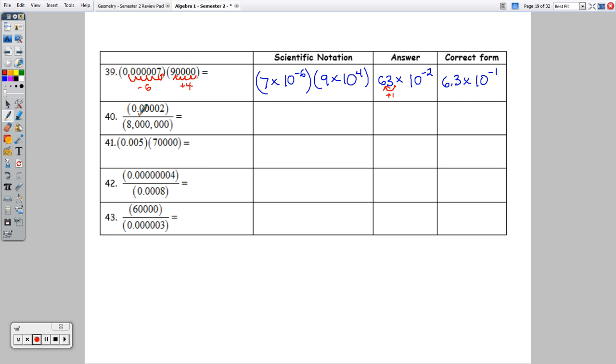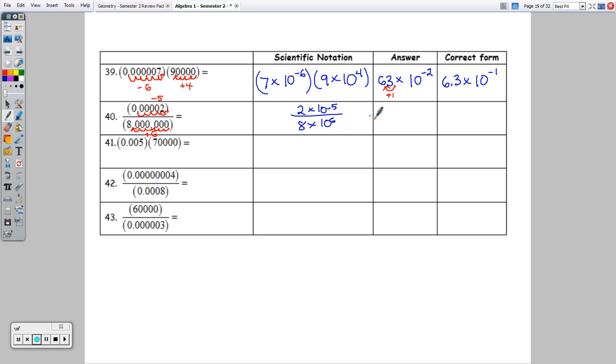On this next one, we're moving it 1, 2, 3, 4, 5 right there, and we're moving it to the right, so that's a negative effect on the power. 1, 2, 3, 4, 5, 6 this way, so we're going to add 6 to the power there. So this would be the same thing as 2 times 10 to the negative 5 over 8 times 10 to the positive 6. Now we're doing division, so we need to divide those.